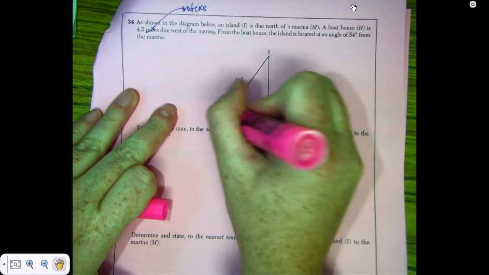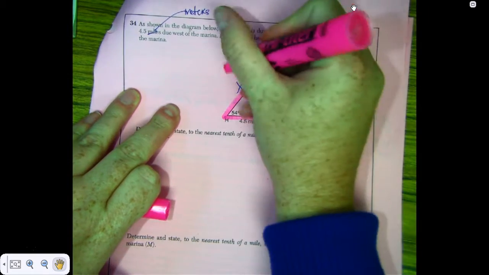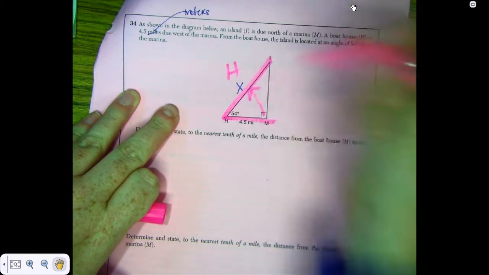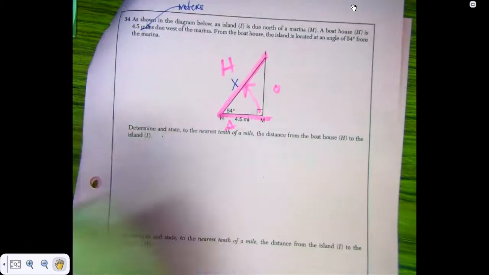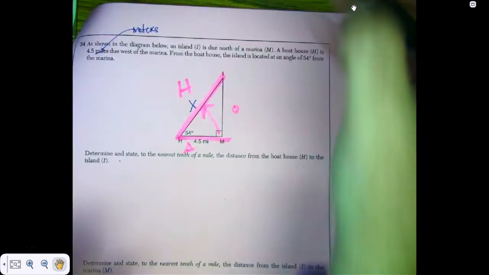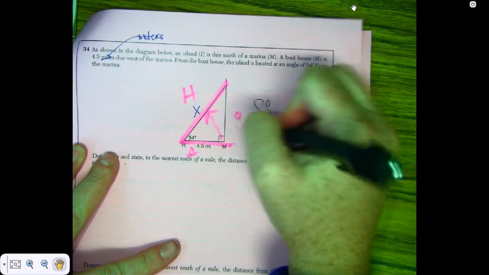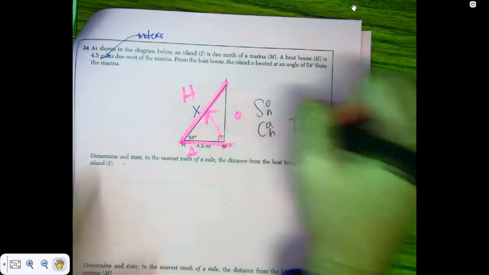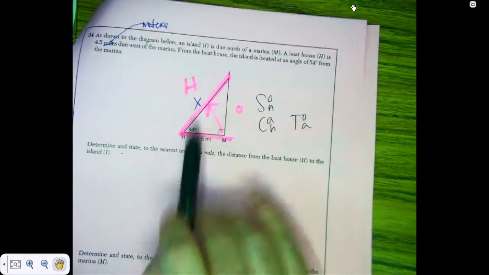I'm highlighting it out. That's my hypotenuse because it's across from the right angle. I have adjacent and I have opposite. So when I'm doing trig, I'm thinking SOH CAH TOA. So I'm trying to find h, but I know a.